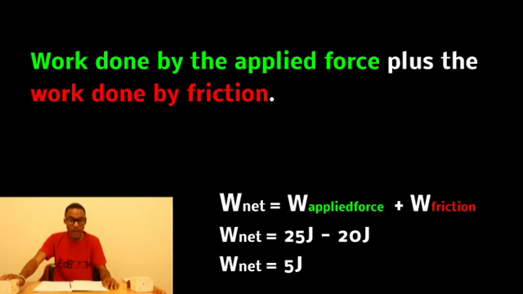So the total work done on this object will be the applied force plus your friction, which is 25 joules minus 20. So the net work done on this object is 5 joules.